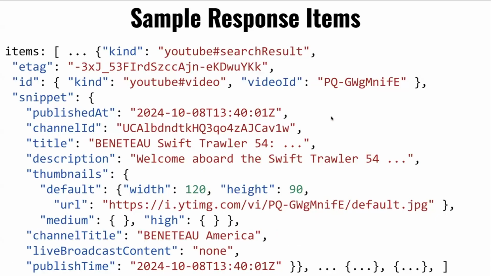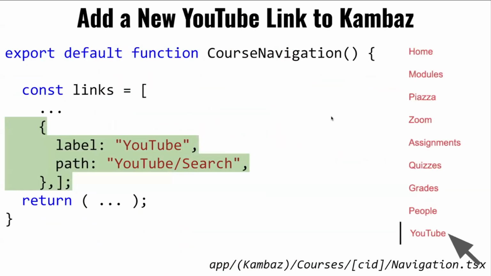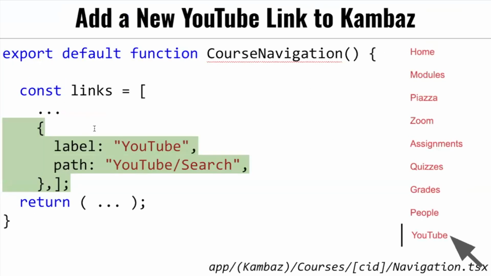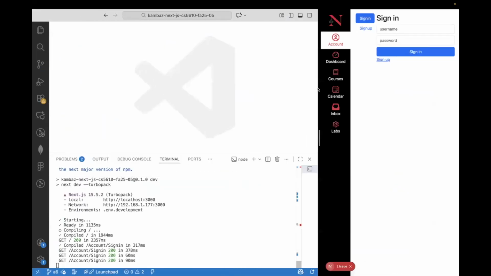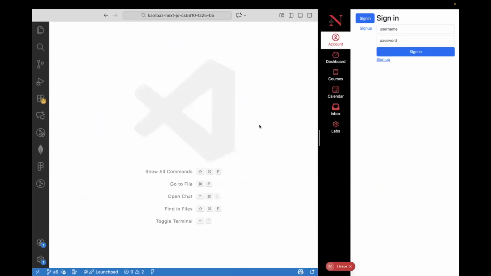Okay, so what we're going to do is create a new link in the courses navigation, so that we can navigate to a brand new page where we can interact with YouTube. In the courses navigation, we're going to copy this link and navigate to a new YouTube search page that doesn't exist right now, but we'll create it. So in our React project, let's take a look at the course navigator, and we're going to add a new link.